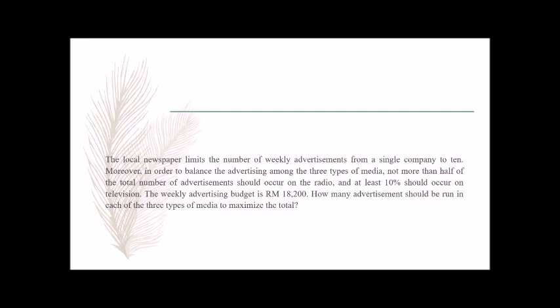Moreover, in order to balance the advertising among the three types of media, not more than half of the total number of advertisements should occur on the radio, and at least 10% should occur on television. The weekly advertising budget is 18,200 Malaysia ringgit. How many advertisements should be run in each of the three types of media to maximize the total audience? Based on the question, this is a maximization problem. It asks how many advertisements should be run for each media, which is television, newspaper, and radio.